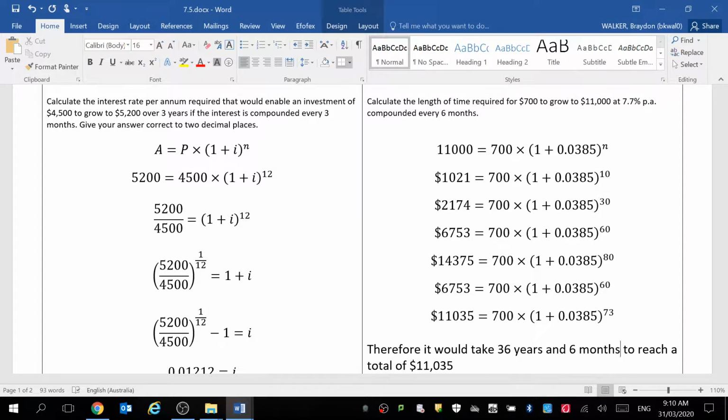$11,035. Now, if you tried to guess and check, say like 72.8, we can't really do that because remember, the interest only grows when it compounds.